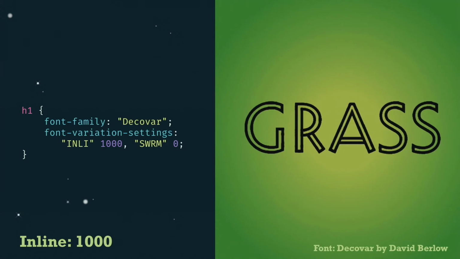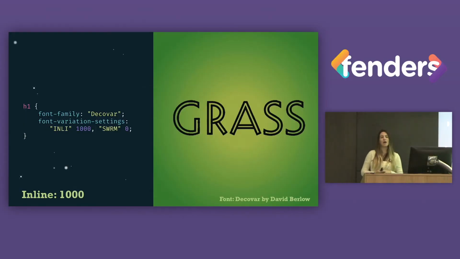What I do first is set up my heading or whatever, reference my font family, which is Decovar, and then I'm going to use font variation settings because it's a custom axis. There are two axes that we need for this demo. We need one called inline and one called skeleton worm. This is what inline looks like.